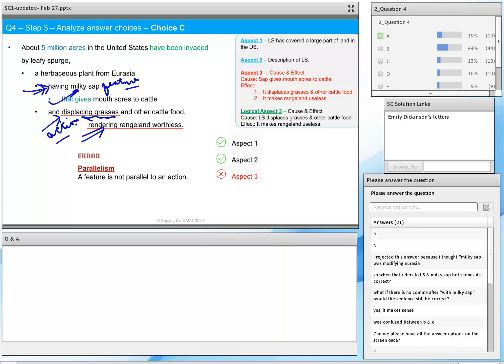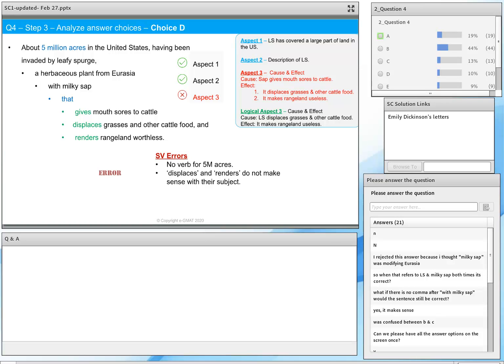So those who had confusion between B and C, I hope that it's clear to you now. Let's look at choice D. Choice D has a very blatant error, one of the easiest errors to spot in sentence correction problems: the missing verb.